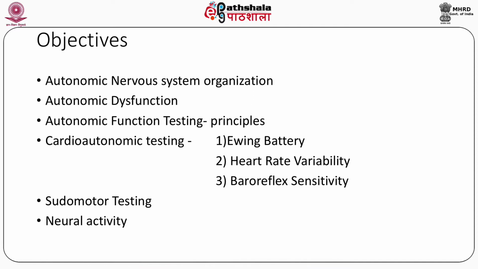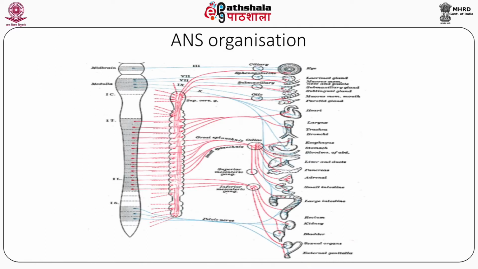Broadly, clinically, the tests available today can be classified into three types. The first type is cardio-autonomic function testing, which basically assesses various cardiovascular reflexes involved in the regulation of BP. And then there is pseudomotor testing. Pseudomotor is basically the sweating response. And then we can also directly assess the neural activity and neurotransmitter assays related to various autonomic nervous system hormones and autonomic nerves.